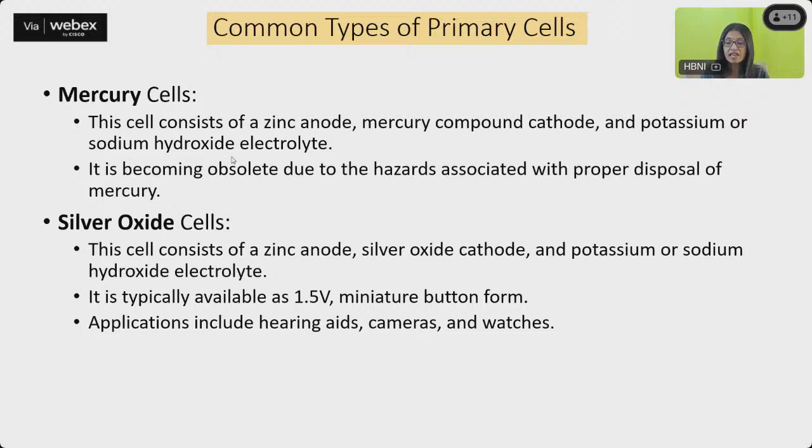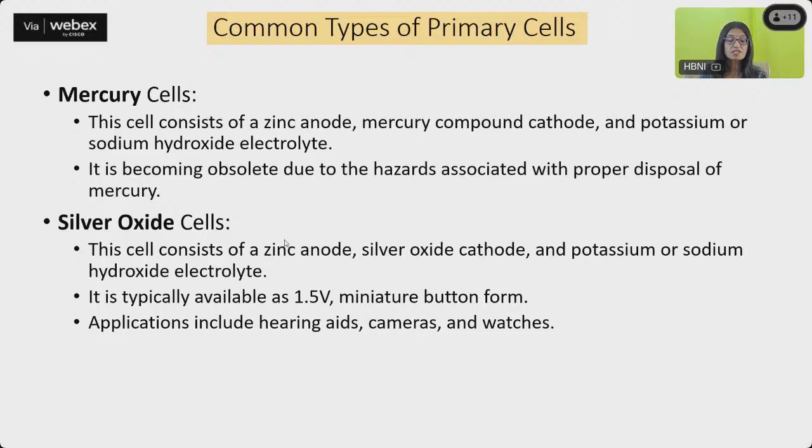So this has a zinc anode, a mercury compound cathode, and potassium or sodium hydroxide electrolyte. But obviously this is becoming obsolete due to the hazards associated with proper disposal of mercury, and nobody wants to use a toxic material. And that is the reason why mercury cells are getting discontinued.